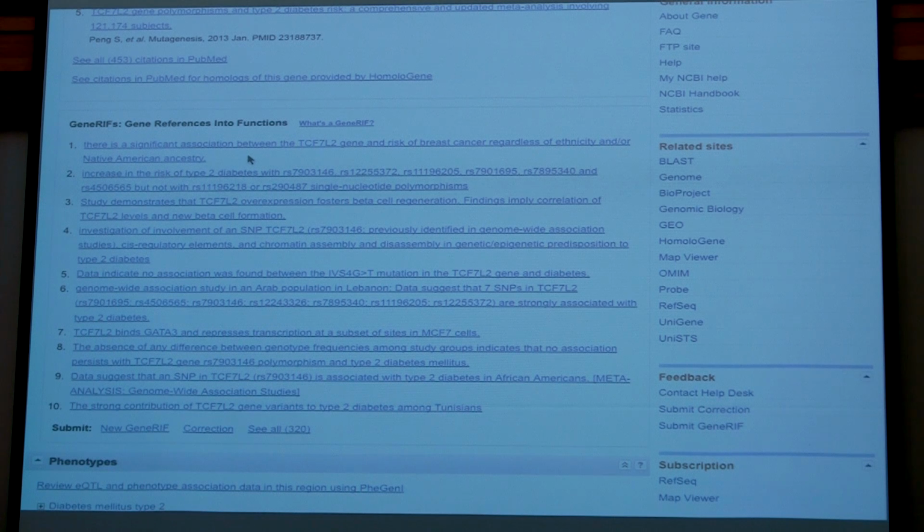So it's not just about diabetes. Genes tend to, like I said, they have multiple functions. They show up in multiple places. So this one looks like it may play a role in breast cancer as well. A bunch of other things that you see down here.